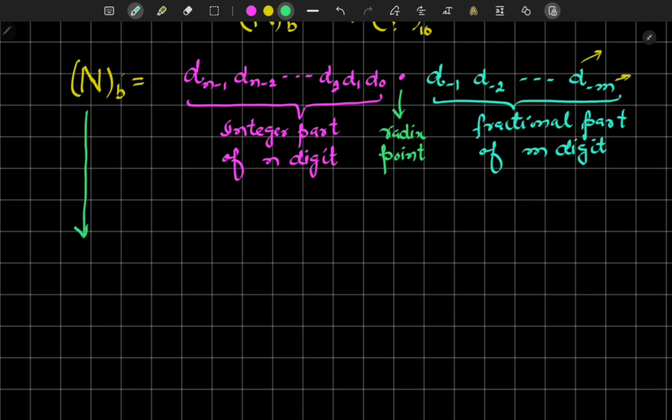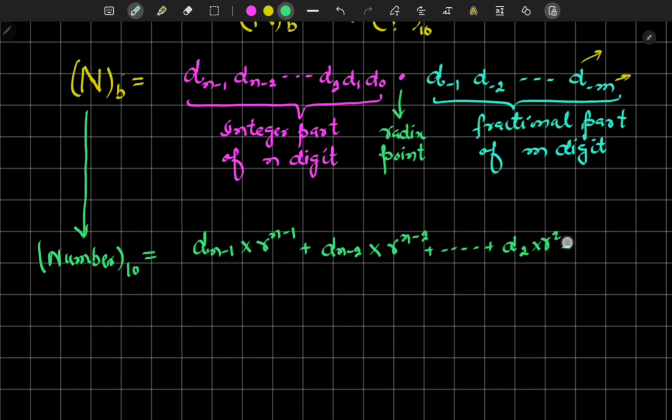Now this number n can be represented by the number in the decimal system by the following expression: d_(n-1) multiplied by r^(n-1), plus d_(n-2) multiplied by r^(n-2), plus and so on up to d_2 multiplied by r raised to the power 2, plus d_1 multiplied by r raised to the power 1, plus d_0 multiplied by r raised to the power 0, plus d_(-1) multiplied by r raised to the power -1, plus d_(-2) multiplied by r raised to the power -2, plus and so on, plus d_(-m) multiplied by r raised to the power -m.